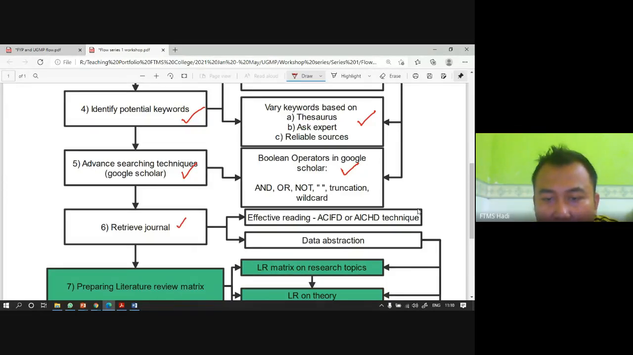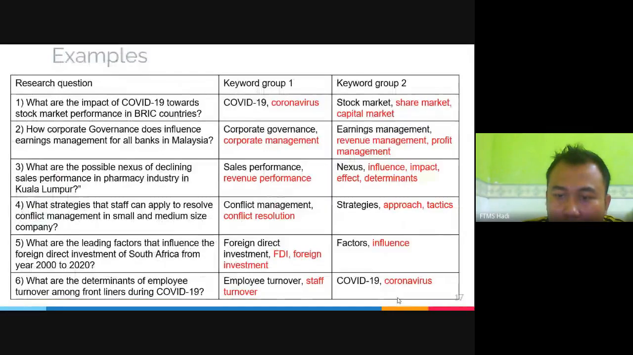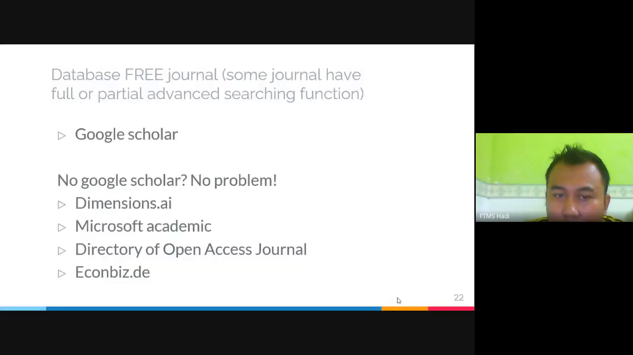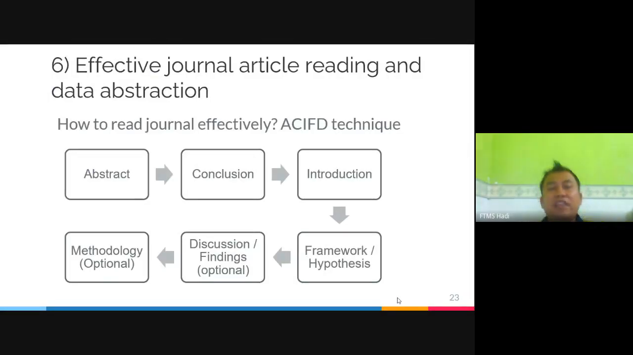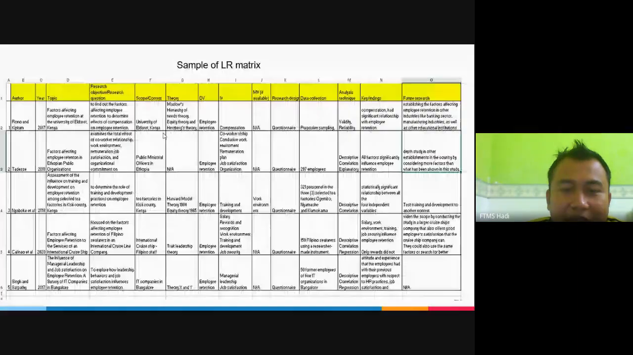Okay, let's have a look at this one. Effective reading, by using ACIFD or AICHD. There are some meanings of that. Okay, this one, effective journal article reading and data abstraction. I believe most of the supervisors ask you to do this one, the LR matrix. Yeah, I believe most of you will be asked to do this.